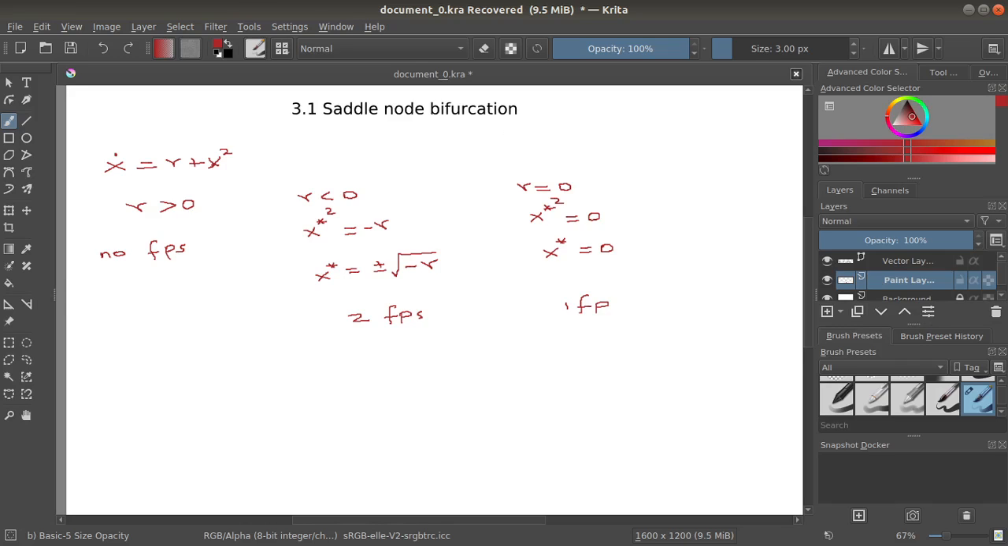Now based on this example, we'll discuss something called bifurcation diagram. Okay, so let's see what is this bifurcation diagram.